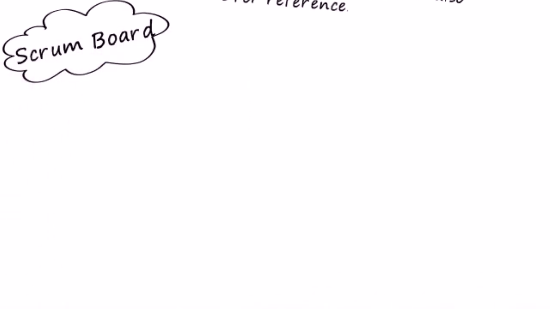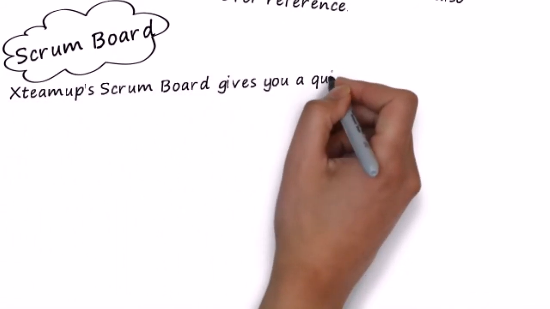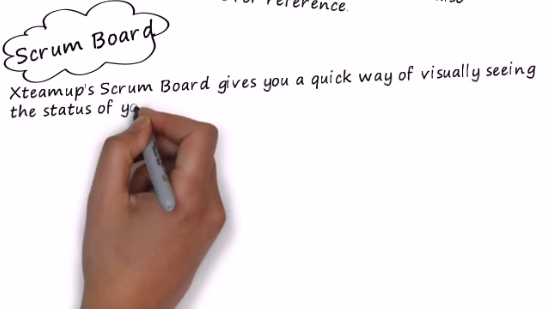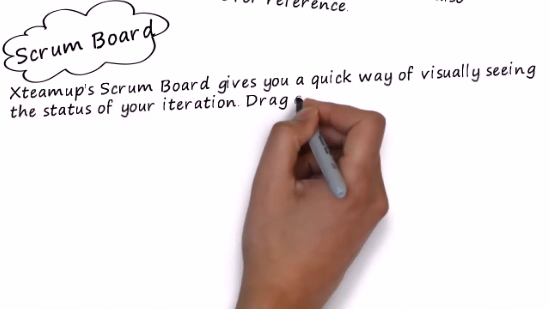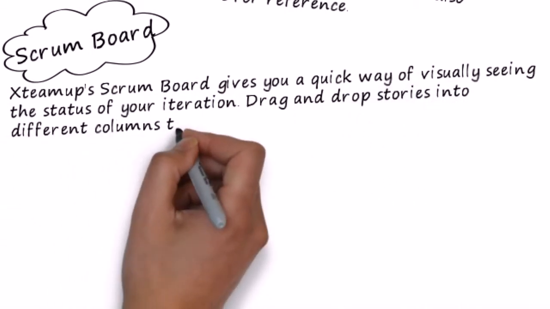Scrum Board. XTeamUp Scrum Board gives you a quick way of visually seeing the status of your iteration. Drag and drop stories into different columns to change their statuses.